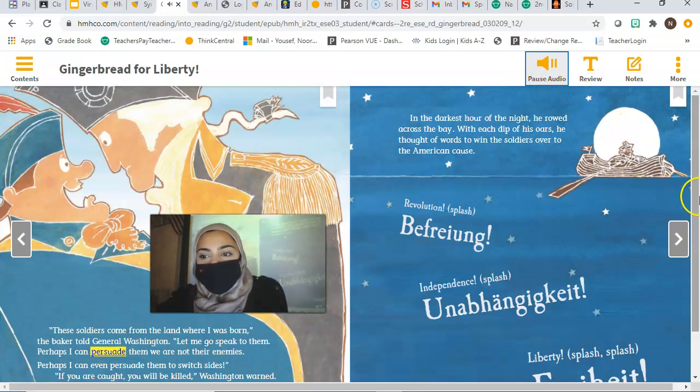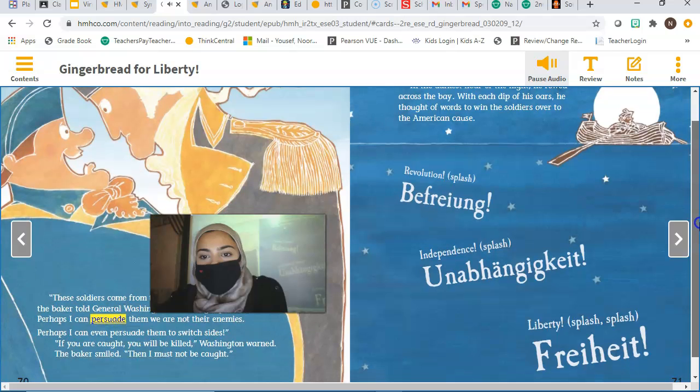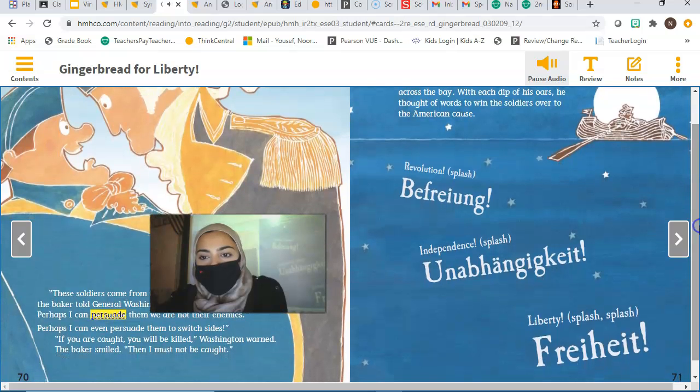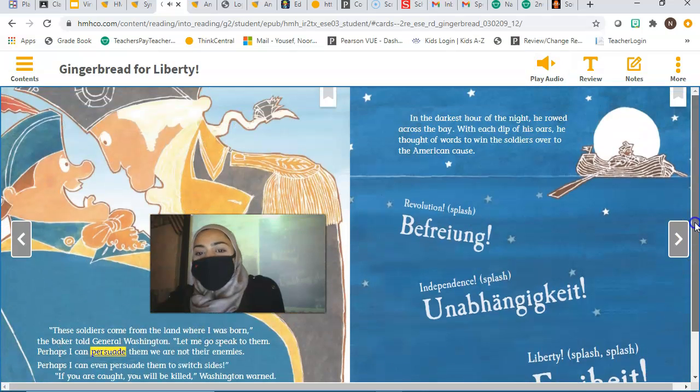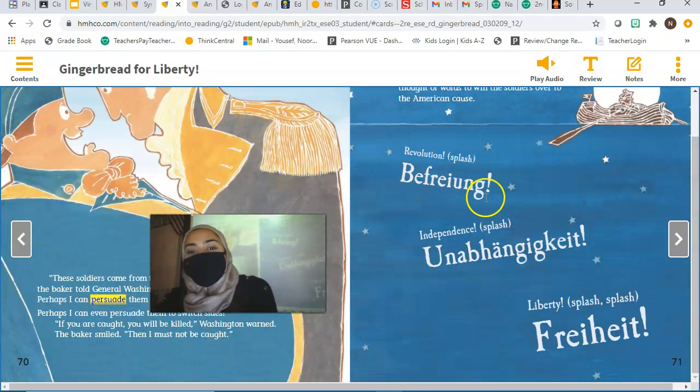Darkest hour of the night, he rowed across the bay. With each dip of his oars, he thought of words to win the soldiers over to the American cause. Revolution, splash. Befreiung. Independence, splash. Unabhängigkeit. Liberty, splash, splash. Freiheit.